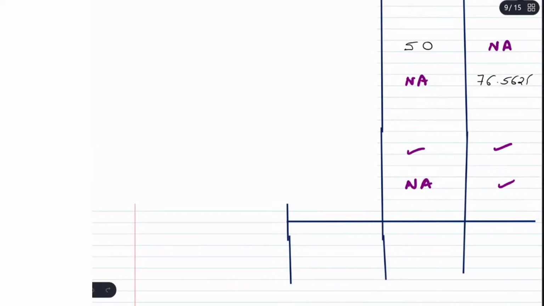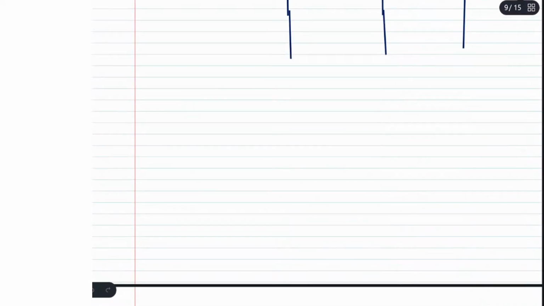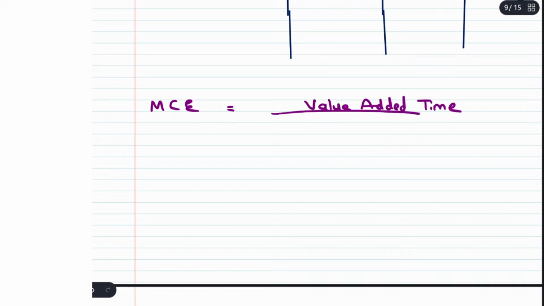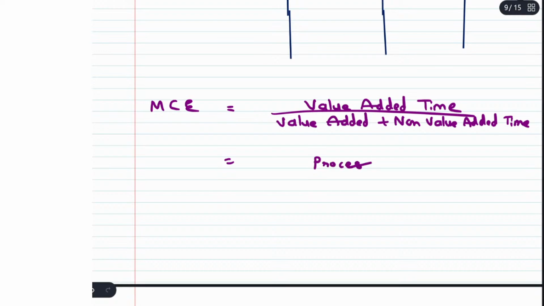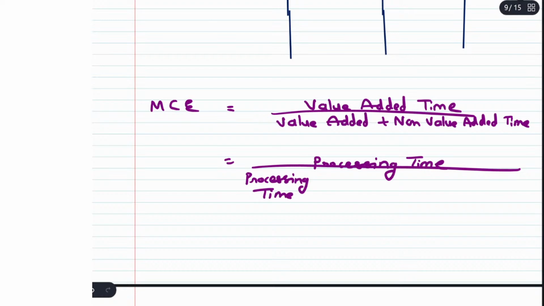So manufacturing cycle efficiency is equal to value added time divided by value added plus non value added. Okay, now we are talking specifically. Value added time means the processing time in which raw material is being converted into the finished product. Processing time divided by प्रोसेसिंग टाइम तो आएगा, टोटल टाइम लेना है हमें, प्रोसेसिंग टाइम प्लस all the non value added time.